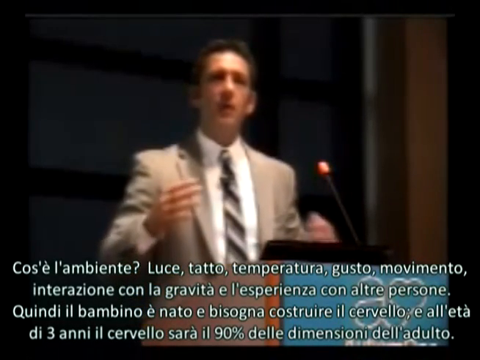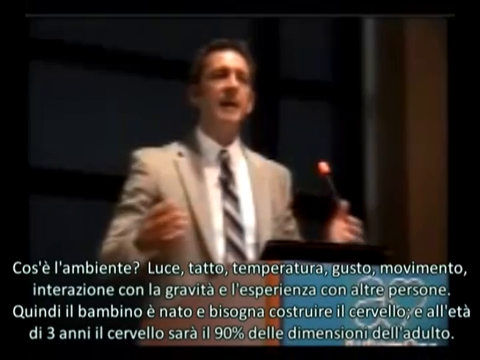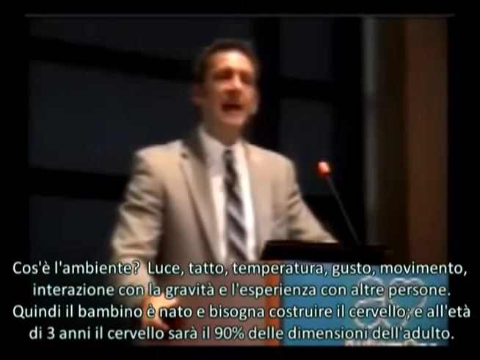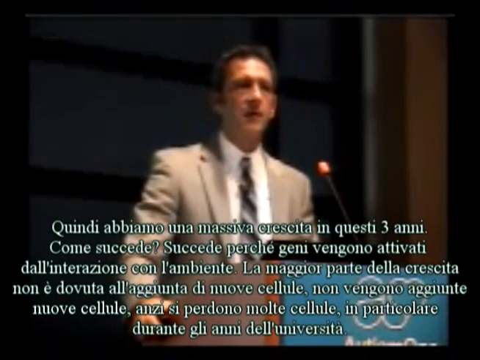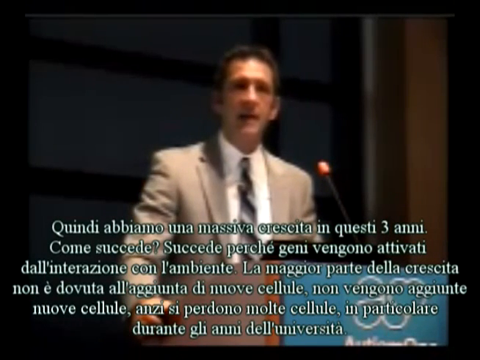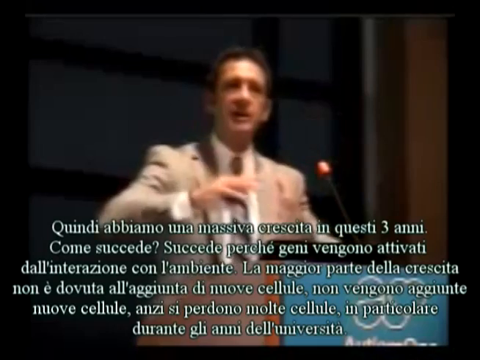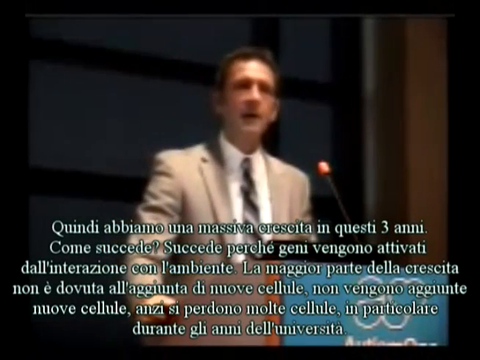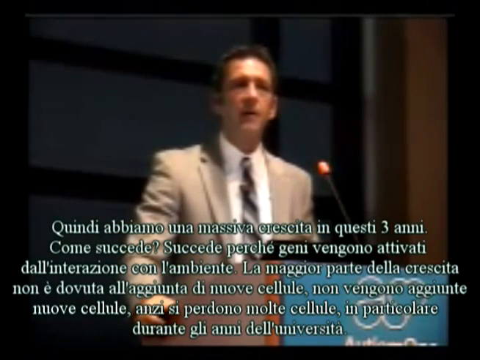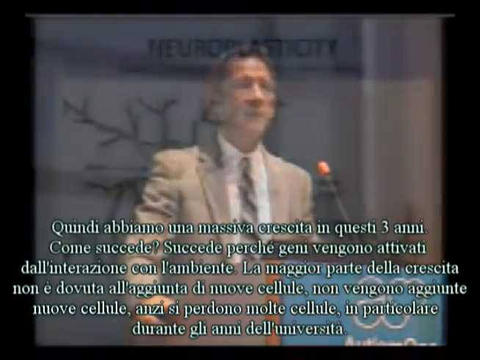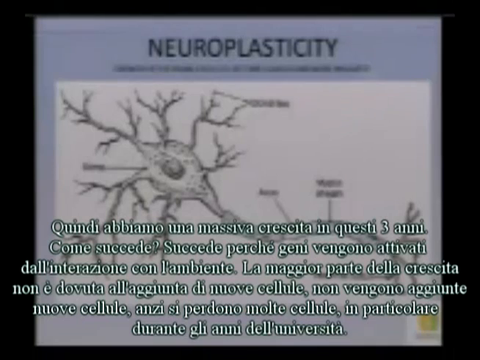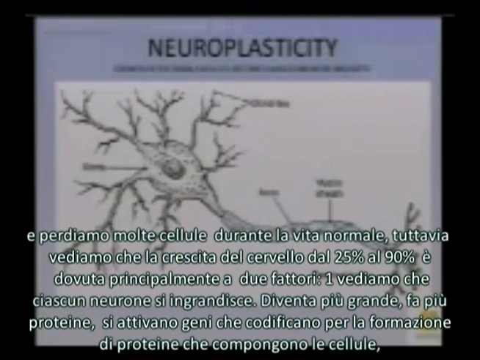So the child is born, and we need to build the brain. Now, by the age of 3, that brain will be 90% of the adult size. So there's this massive growth that occurs over the first 3 years. How does that happen? It happens because genes are turned on by the environment. Now, most of that growth, however, is not adding new cells. We do not add, for the most part, new cells. In fact, we lose most of our cells, and most of that is during college years. But then we also lose a lot of cells throughout normal life.